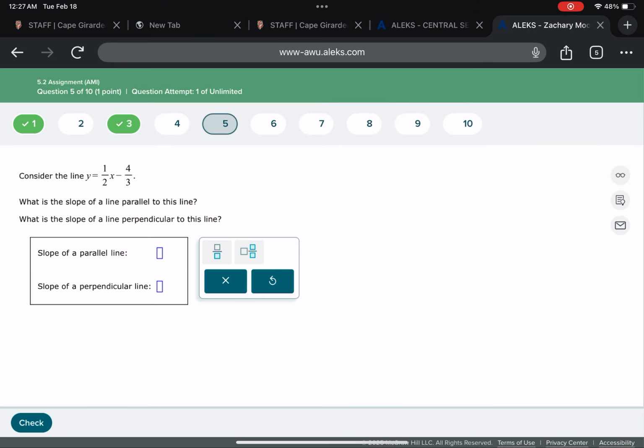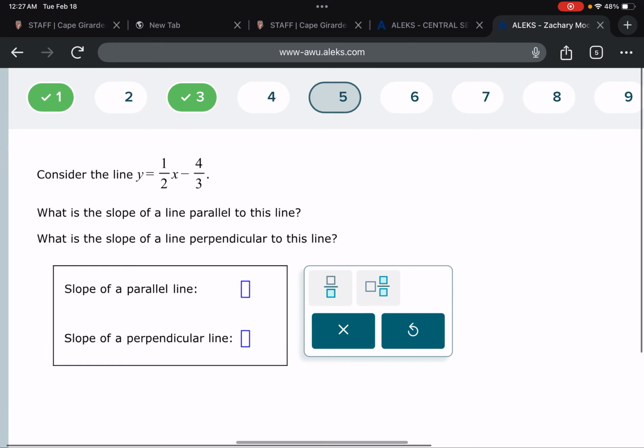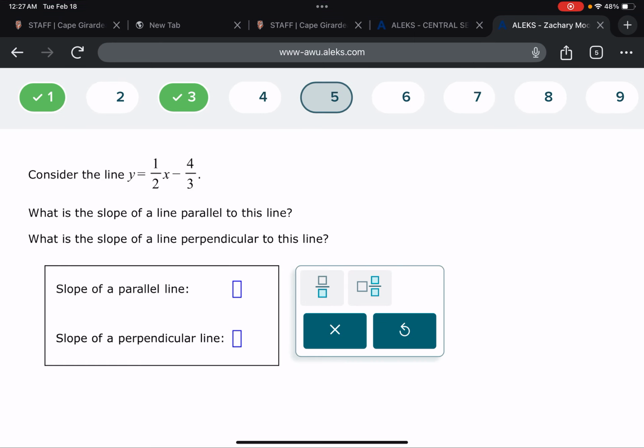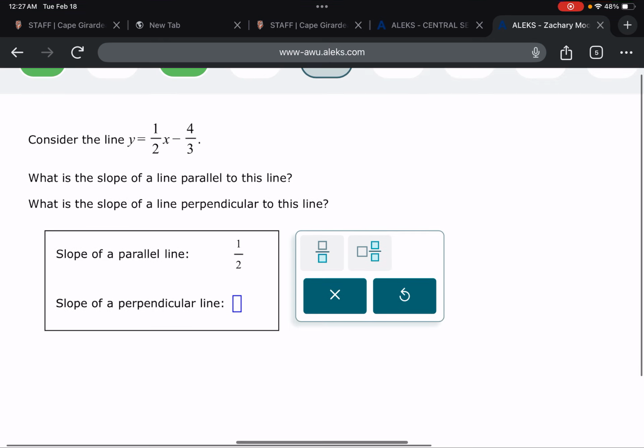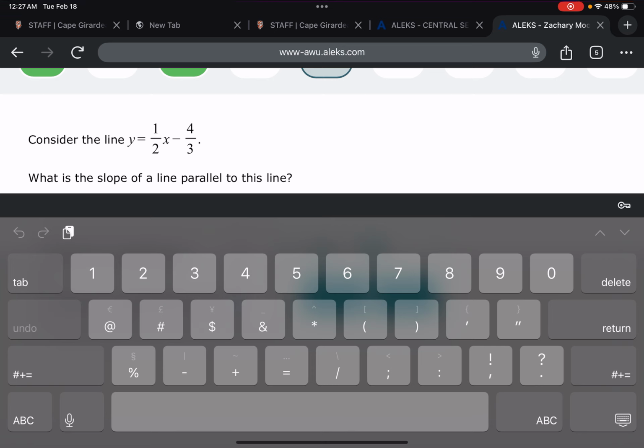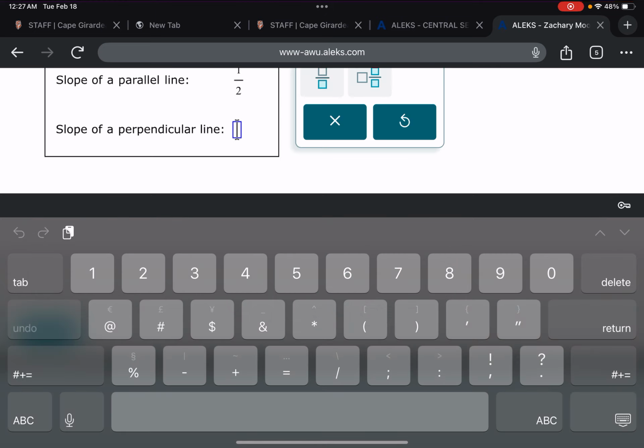So if we look at this right here, it's a slope of a parallel line. So our slope on this line is 1/2. So if it's parallel, it's also just 1/2. And if it's perpendicular, that's that opposite reciprocal. So instead of 1/2 being positive, it's going to now be a negative because that's the opposite. And then 1/2 flip-flopped would be 2/1, which is just 2. But you can't forget your negative.